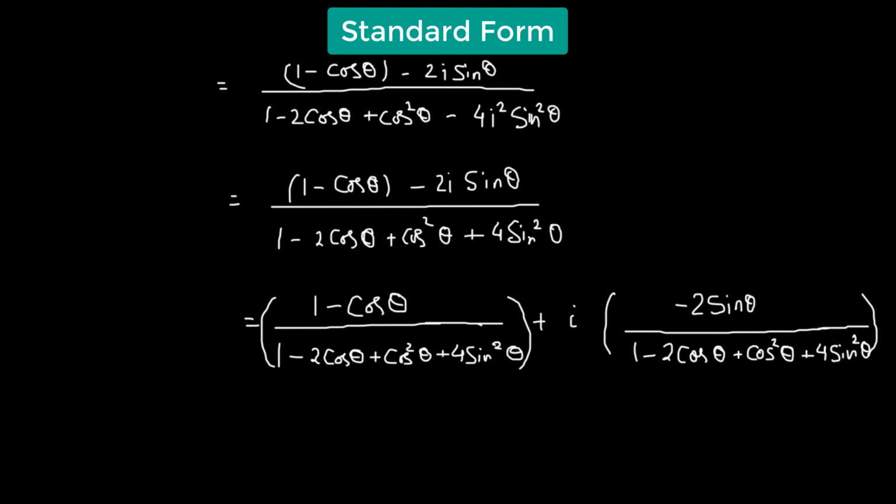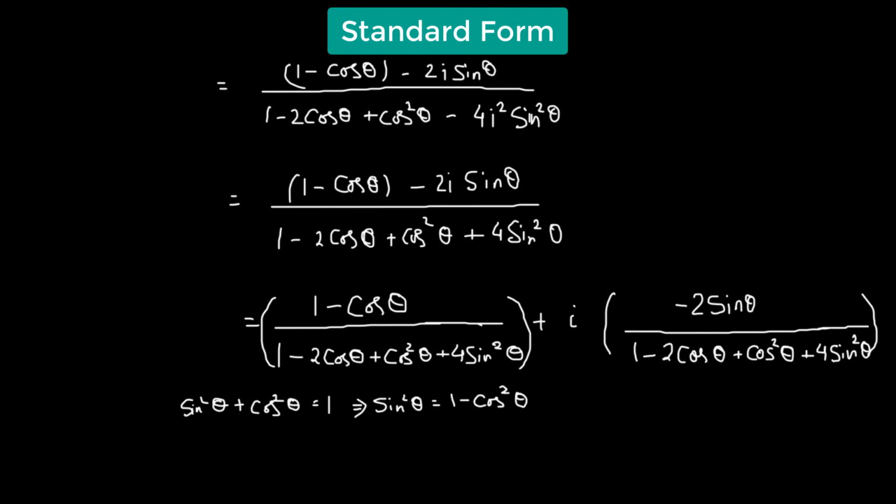Now we can do a further simplification here. So instead of 4 sine square theta, we can rewrite it as 4 times 1 minus cosine square theta, because we know that sine square theta plus cos square theta is equal to 1. So which implies sine square theta is equal to 1 minus cosine square theta.